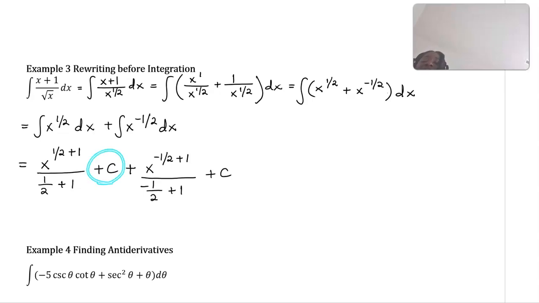So the reason I said that I was going to move that one is because I don't need two separate constants of integration, right? A constant plus a constant is just a constant. So I really only need to write the plus c once. As long as I have it, then I'm good.